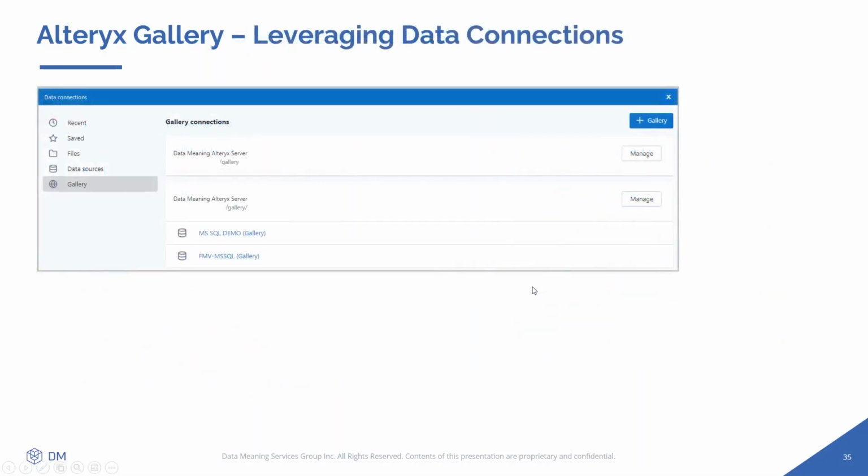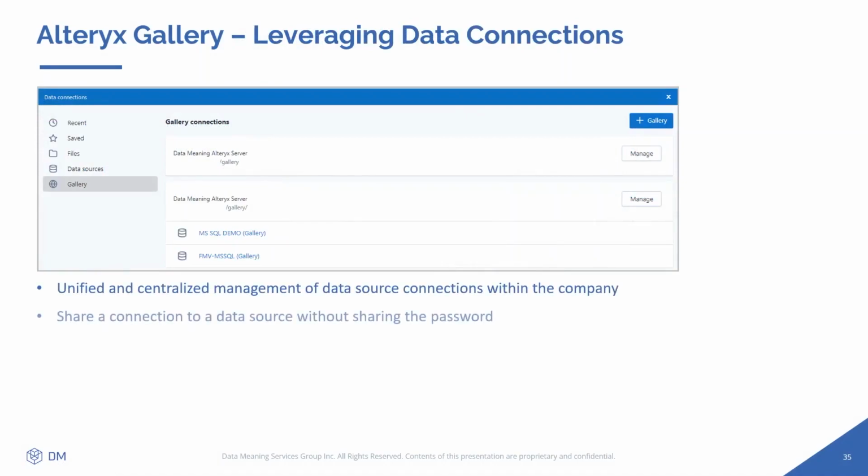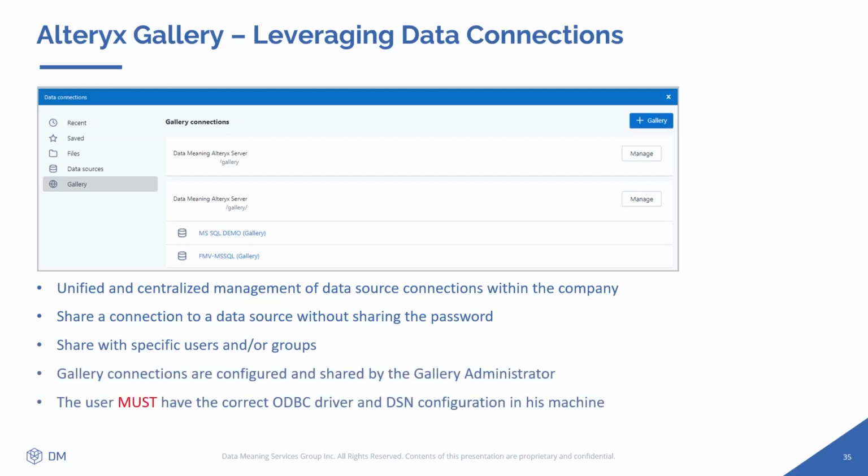On the Alteryx Server, we also have centralized data connections. That's a way to manage the connections to the databases. You can share the connection without sharing the user and password, and you can share that with users and groups. The gallery connections are configured and shared by the gallery administrator or the curator. You just need to set up the same drivers and the same connections on the developer machine and also the server machine.